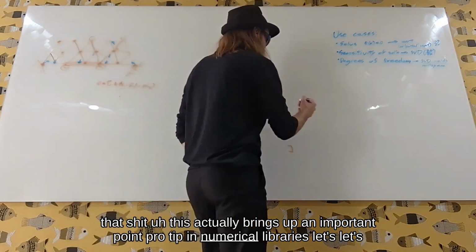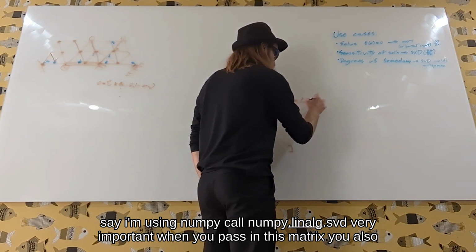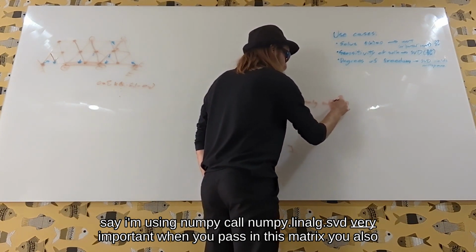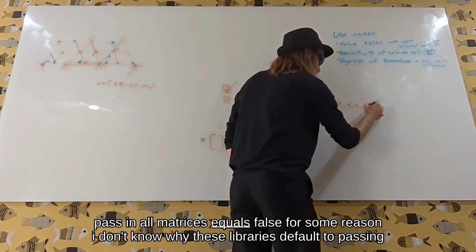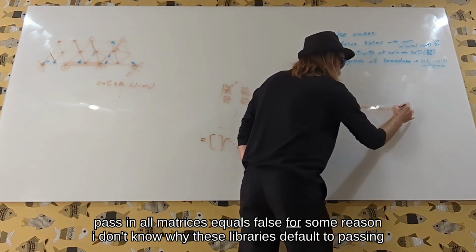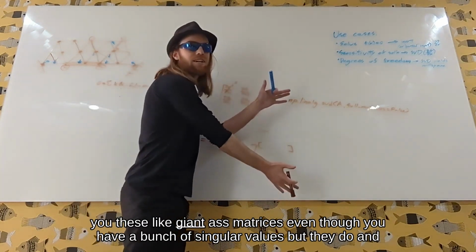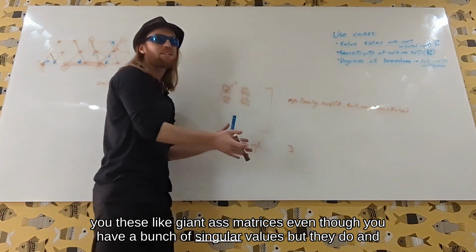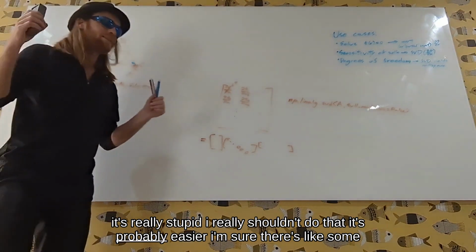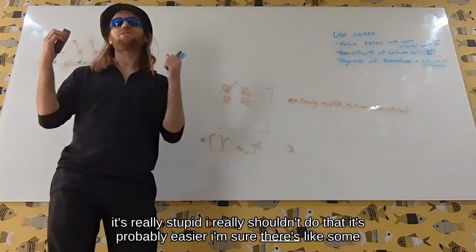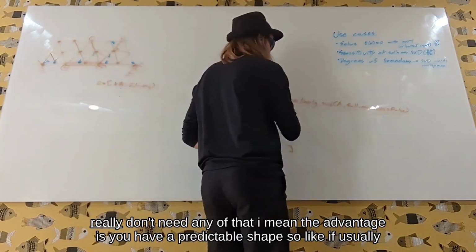Pro tip: in numerical libraries, let's say I'm using NumPy. Call numpy.linalg.svd. Very important, when you pass in this matrix, you also pass in full_matrices=False. For some reason, I don't know why, these libraries default to giving you these giant matrices, even though you have a bunch of zero singular values, but they do. And it's really stupid. They really shouldn't do that. It's probably easier, I guess. I'm sure there's some excuse for how it's easier for someone somehow, but it just sucks up a ton of memory and you really don't need any of that.